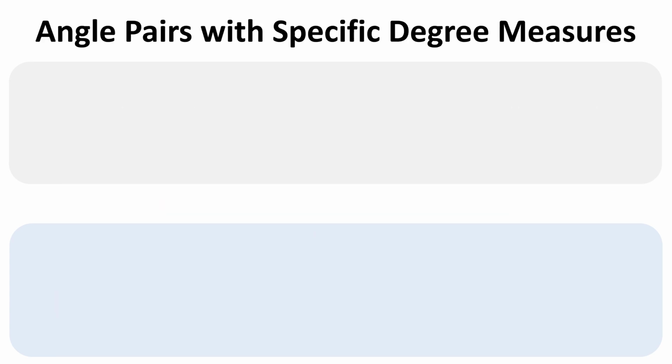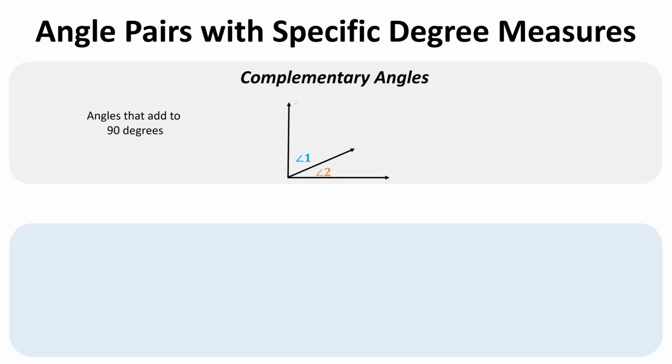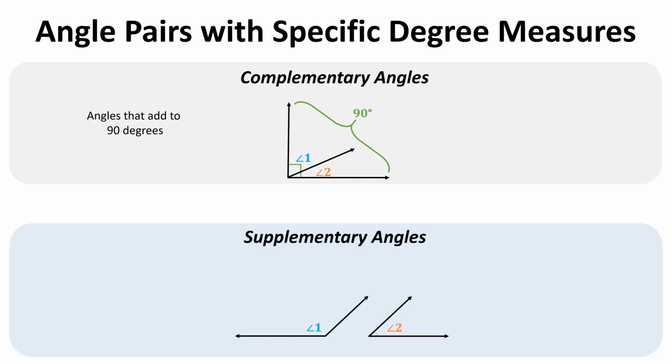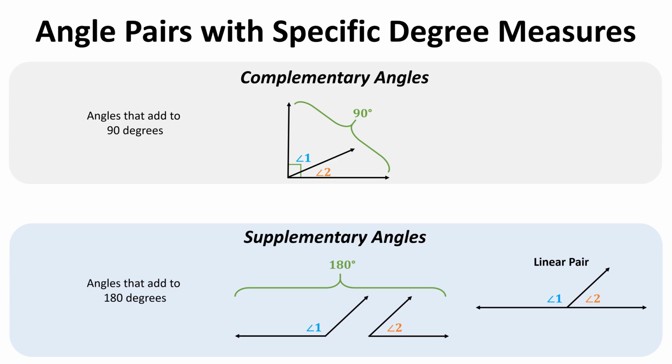Our final two angle pairs are angle pairs with specific degree measures. The first are complementary angles. Complementary angles are angles that add to 90 degrees. You'll see a box sometimes as evidence that we have complementary angles. Next are supplementary angles. Supplementary angles are angles that add to 180 degrees. There's one specific case of supplementary angles if you join angle 1 and angle 2 together. We call that a linear pair. A linear pair are adjacent supplementary angles.